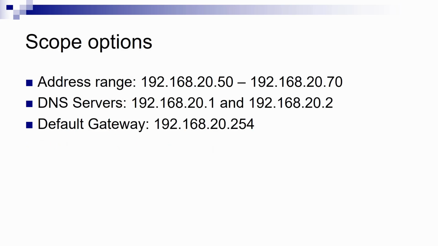As far as the scope options go, we are going to set the address range between 192.168.20.50 and 192.168.20.70. As for DNS servers, we'll use the two domain controllers that we have, and we will set a default gateway even though we don't have a router set up.